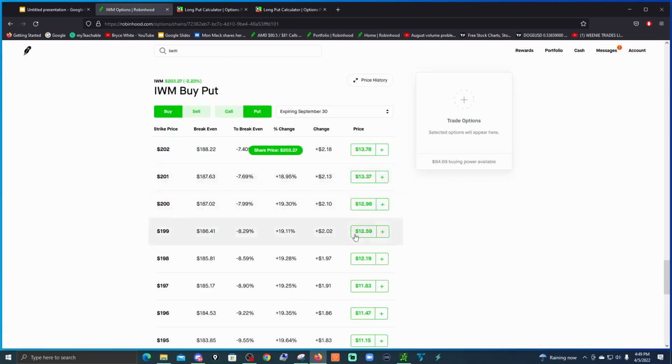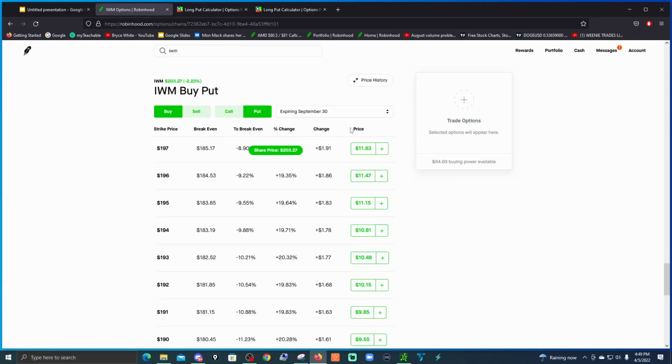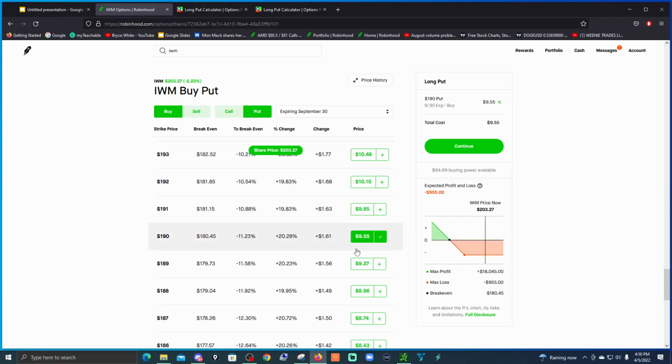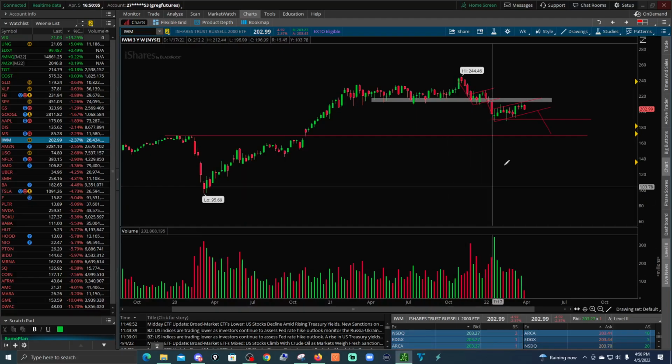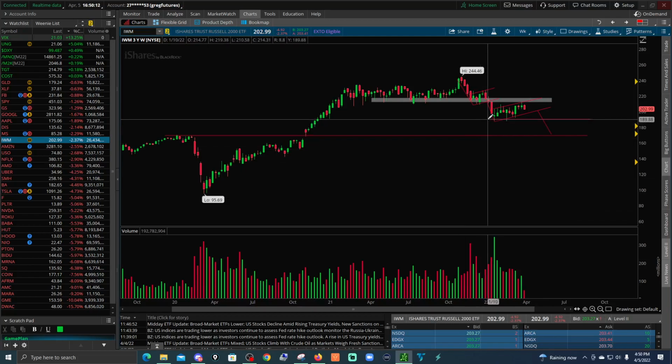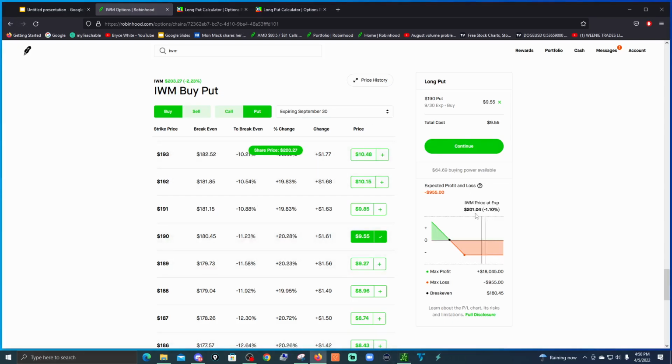Let's demonstrate this on Robinhood. So we're going to go out to that September 30th expiration date, and we can buy the 190 strike put. So this is a little bit more aggressive. We want the stock, or the ETF in this case, to be beneath 190 when we're buying a 190 strike put. But in this case, we're also going to sell a put. So total cost, this would cost $955. I don't want to spend $955. That's quite a lot of money.